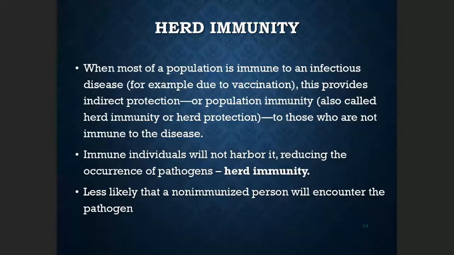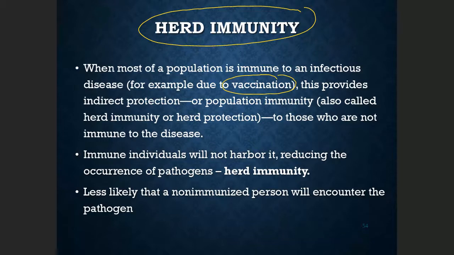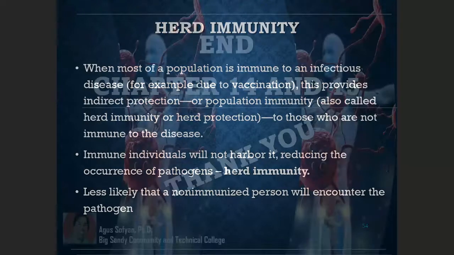One more is about herd immunity. So when many people get vaccination, then the whole community becomes protected. Even the ones that do not get vaccination will also get protected because most people are actually immune against the disease. So this is what we call herd immunity. So herd immunity results mostly from vaccination. When most people get vaccinated, then the whole community will be protected against that disease. Okay, that's what we call herd immunity.